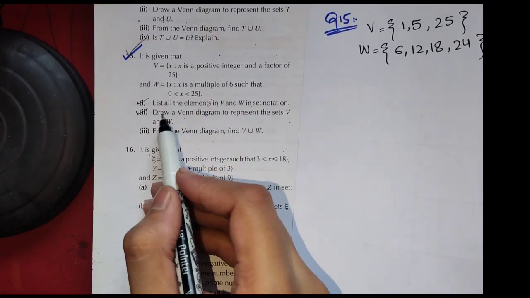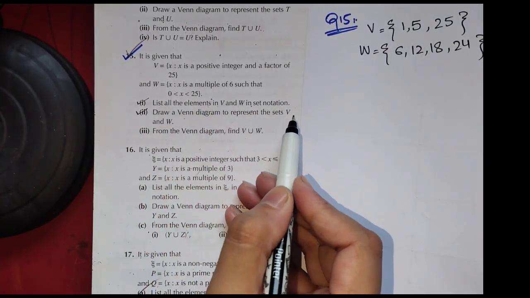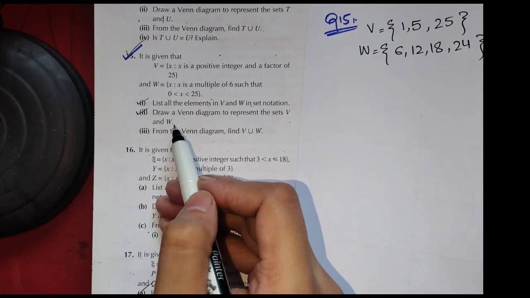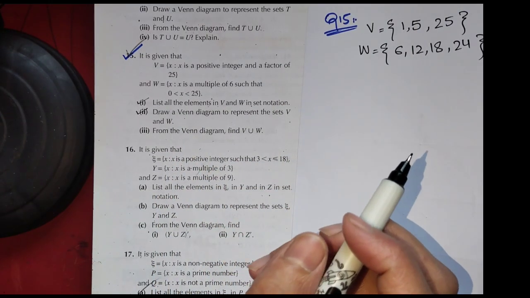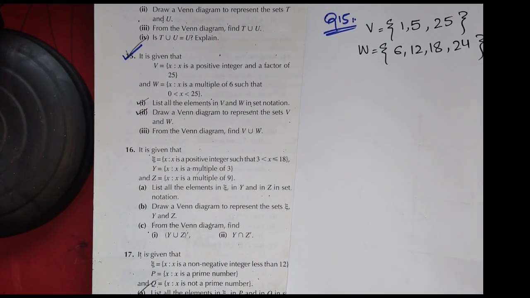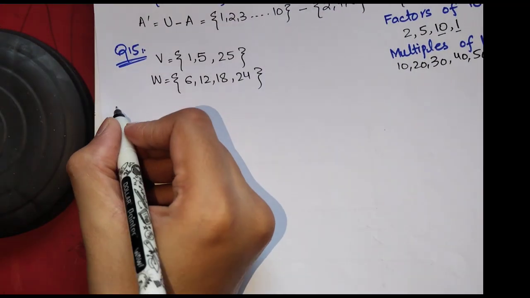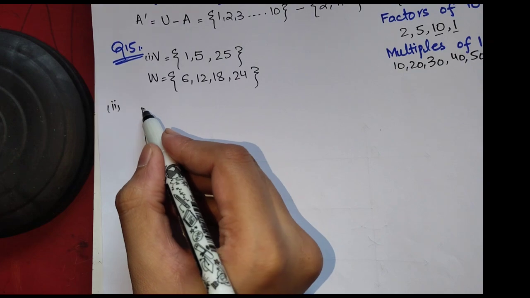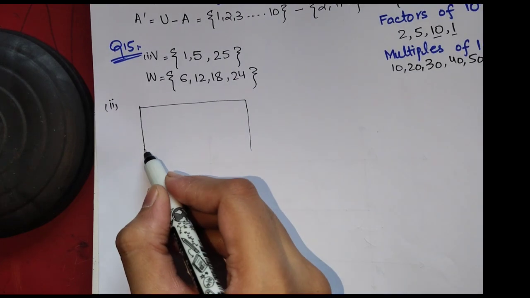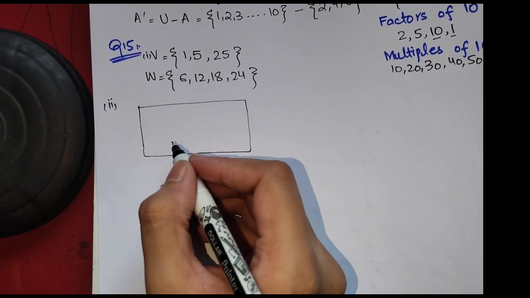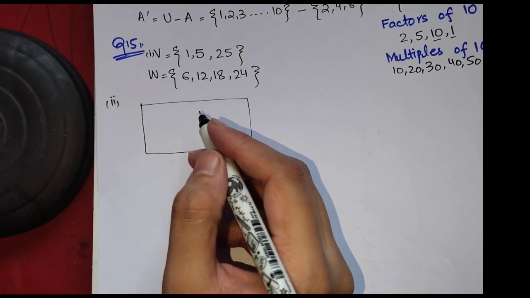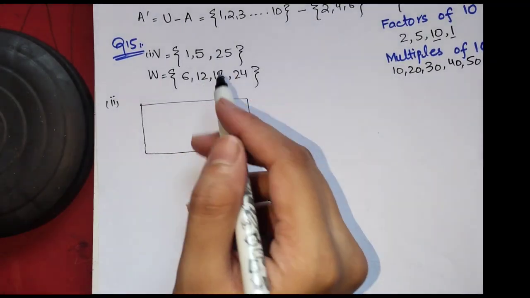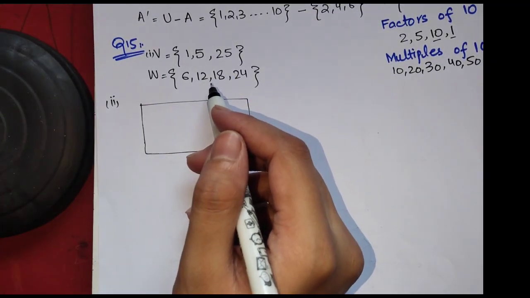Then part 2 is draw a Venn diagram to represent the sets V and W. You have to draw a Venn diagram of both of these two sets. In the part 2 you have to draw the Venn diagram. For this, take a square like this way. It means it's the whole set of numbers, and the V and W have something common.